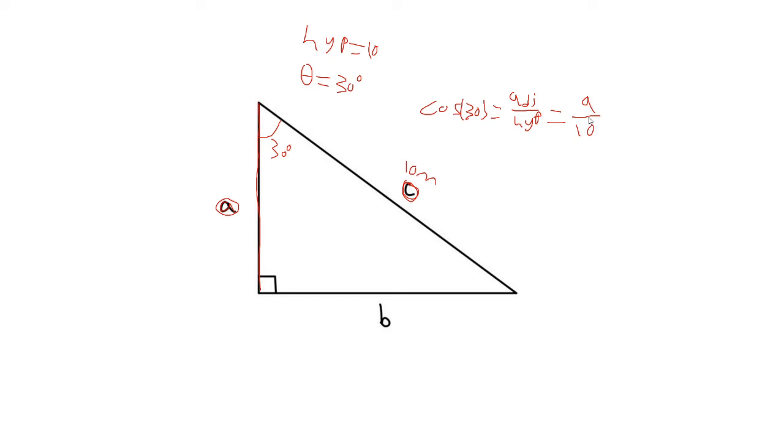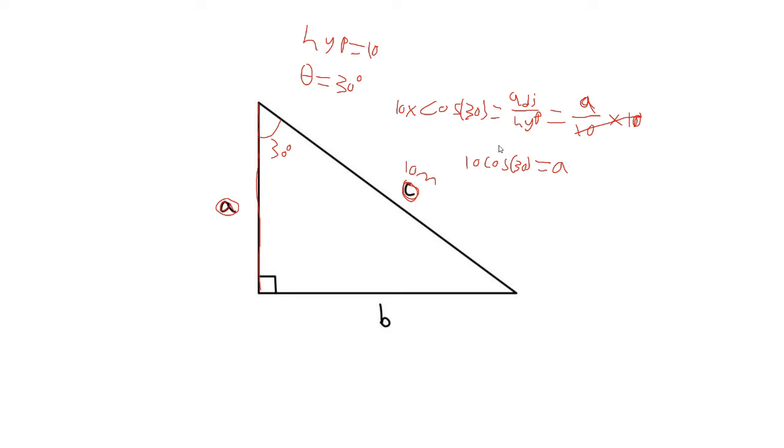And so now what we can do is multiply both sides by the hypotenuse, which is 10. These two will cancel out, and we have 10 times cosine over here, and we're left with 10 cosine of 30 is equal to A.